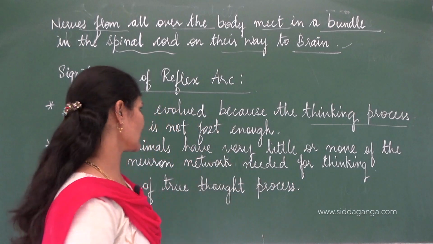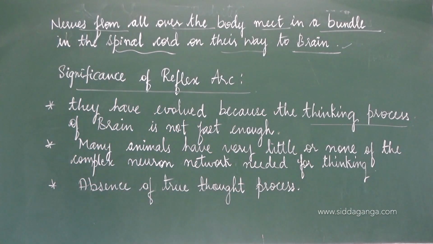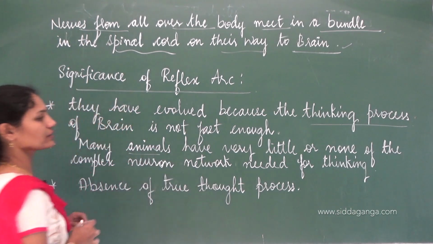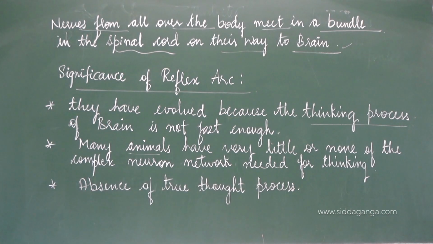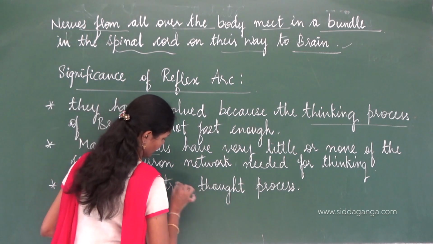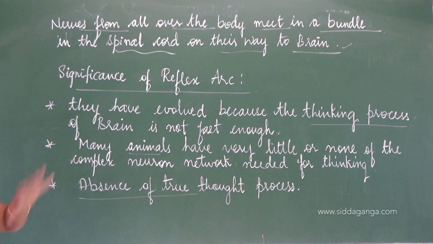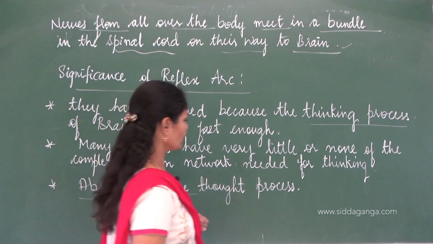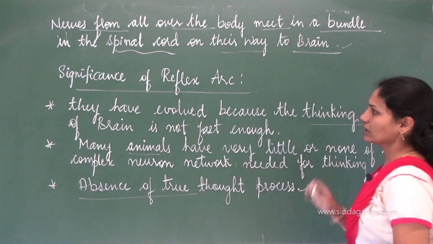So this is the significance, or why reflex arcs have evolved: because the thinking process of the brain is not fast enough. Many animals have very little or none of the complex neuron network needed for thinking, and these have evolved as these are very significant in the absence of true thought processes.